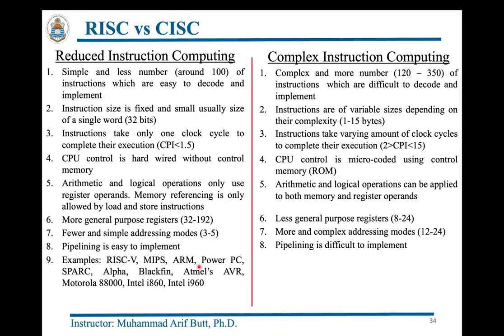Intel i860 and Intel i960 are also RISC computers. While in case of CISC, the Intel x86, which we are studying in this part of the course, is a famous example of a CISC computer. Other than that, PDP-11, IBM 370, Motorola 68000 are all examples of CISC computers.